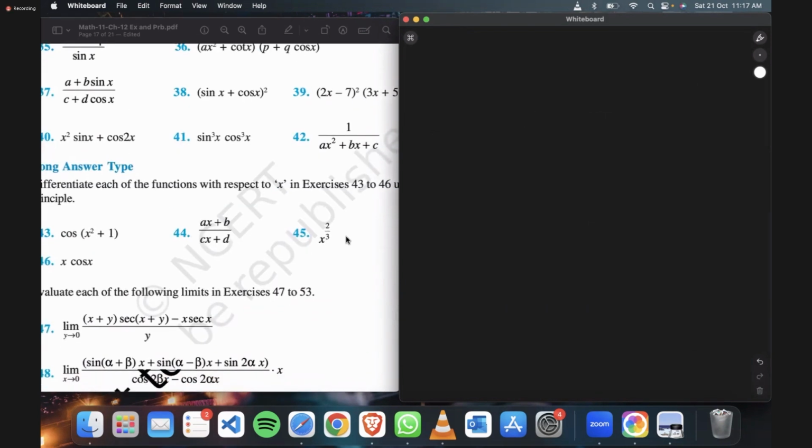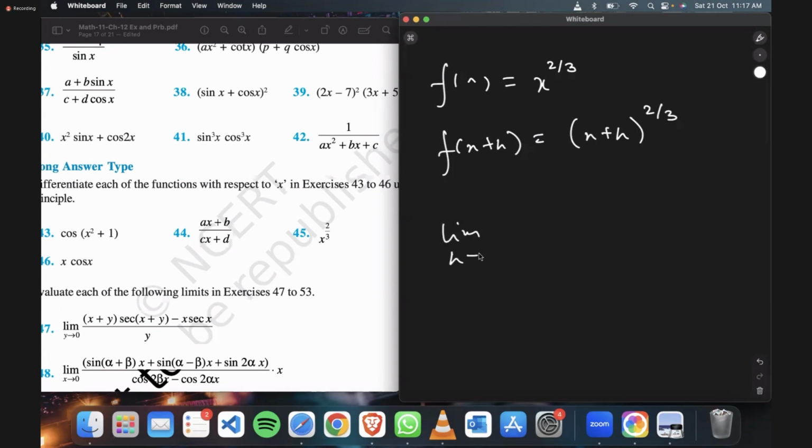Now, what do we have here? We have function f(x) given to me as x raised to the power of 2 by 3. So how can we proceed with this? Let's see. f(x plus h) can be written as x plus h to the power 2 by 3. Let's just plug in the values: limit h tends to 0 of x plus h to the power 2 by 3 minus x to the power 2 by 3, all divided by h.